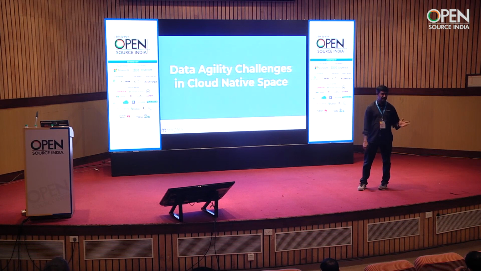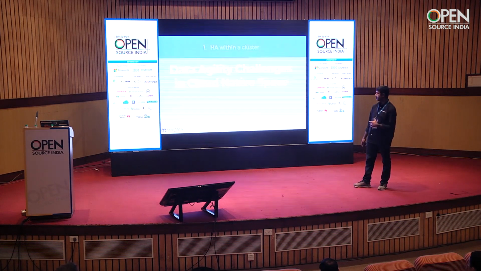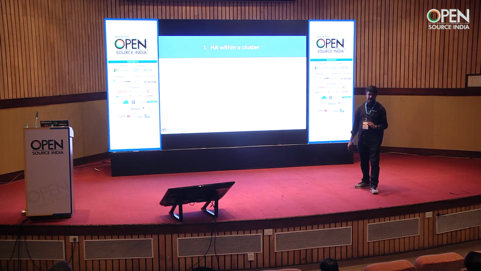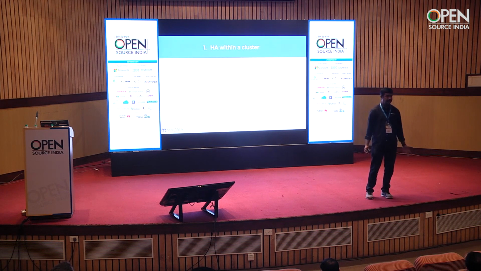So let's recap what the real challenges are and what the solutions are for being data agile. High availability, as we just discussed, is a key challenge. You take a stateless application and move it from one node to another node. You don't move it, Kubernetes just reschedules it. And then what happens to the stateful data?